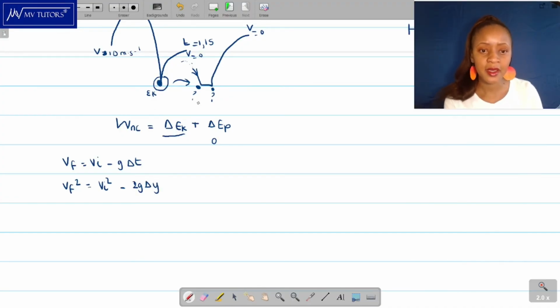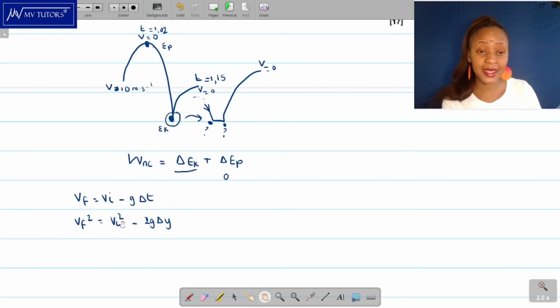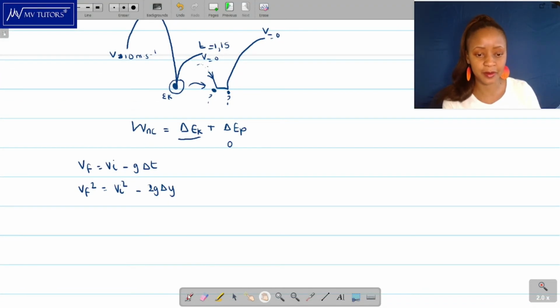Let me just stop for a moment. I'm looking for the velocity at this point here. So what do I have? My initial velocity is 0, and I'm looking for my final velocity. And I don't have the time it takes from the point it was at its maximum to the ground. They didn't give me that, so I can't use this equation. But if I look at that one, I do have the total delta y, which is 8,1. So I can definitely use this one.